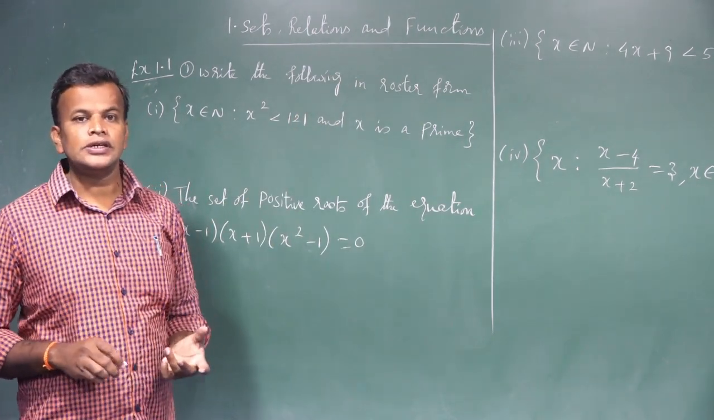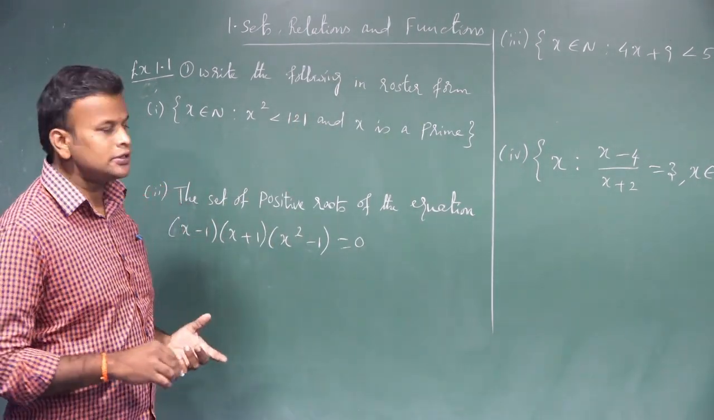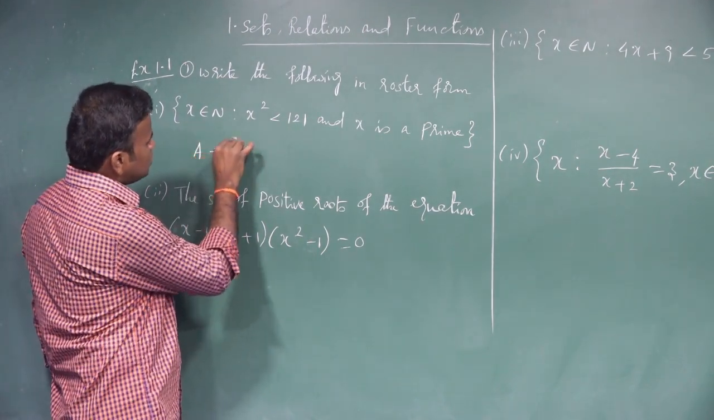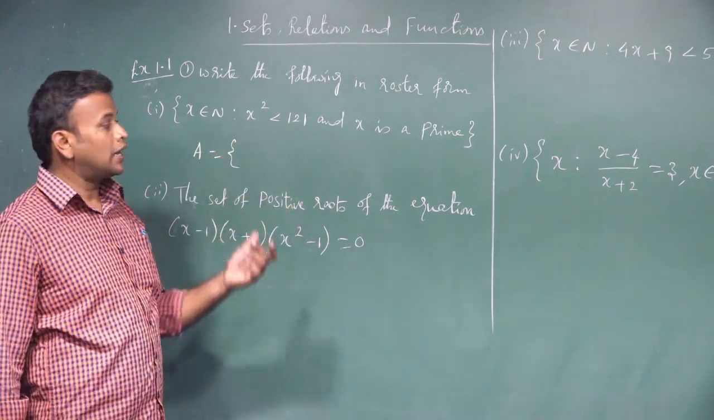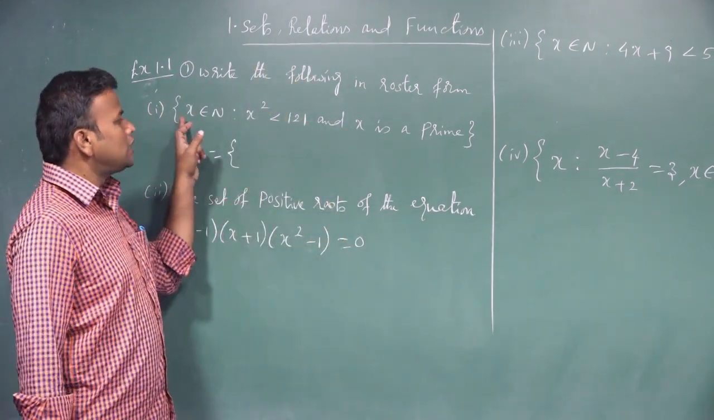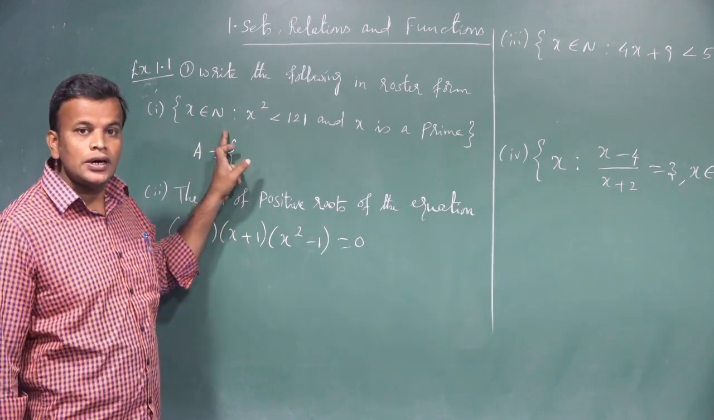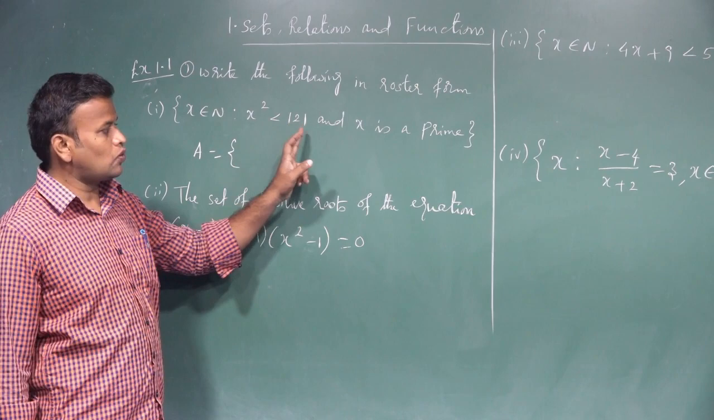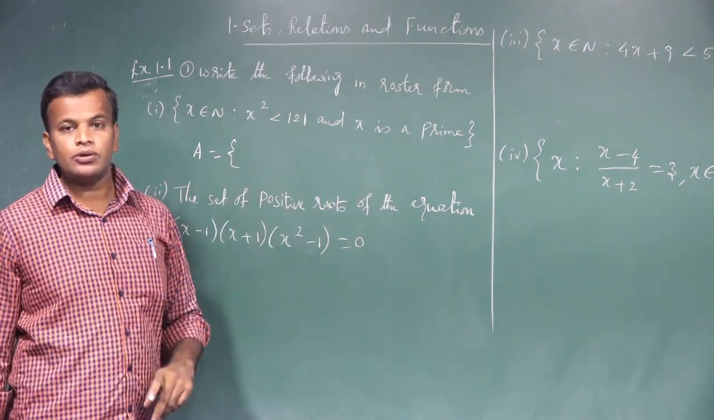You know very well every set is denoted by capital letters. It is your choice; we can write any letter from A to Z. I will take the first letter, A. We write the set contains x, where x is a natural number, and it also satisfies the condition that its square is less than 121, and also x is a prime number.